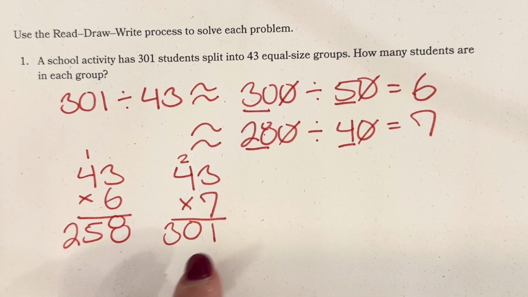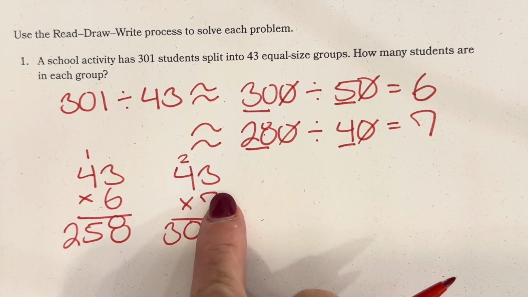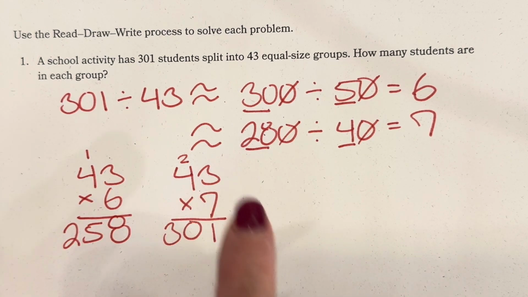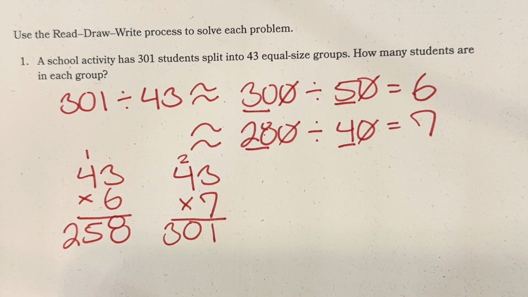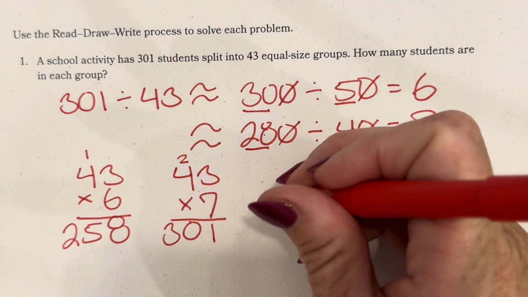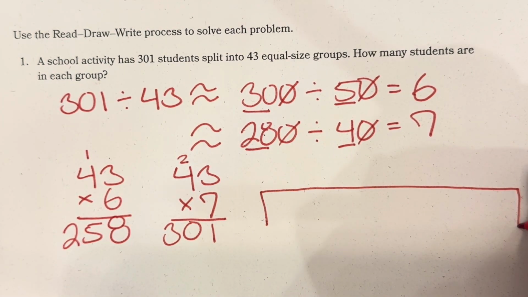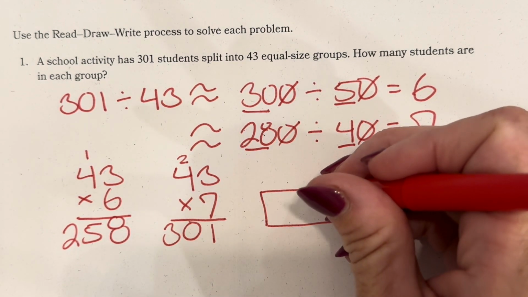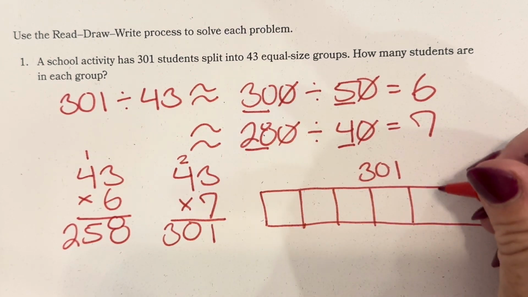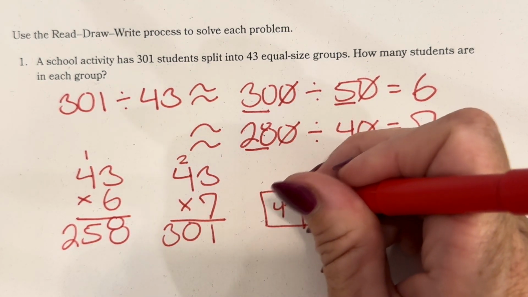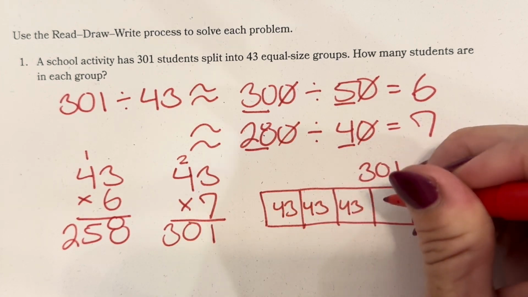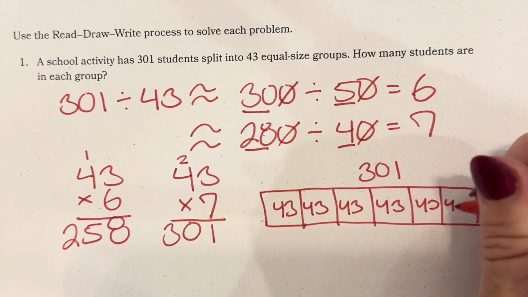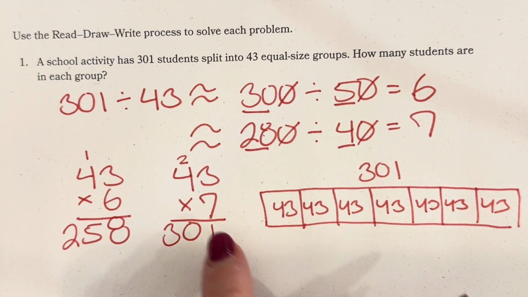So I know that if I have 301 students, I can make 7 groups of 43. So what does that look like using our tape diagram? Well, that means that if I had a total of 301 students, I could make a total of 7 groups, each with 43, and there would be none left over because 7 times 43 is 301. So there'll be no students left over.